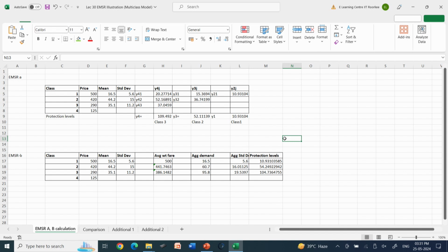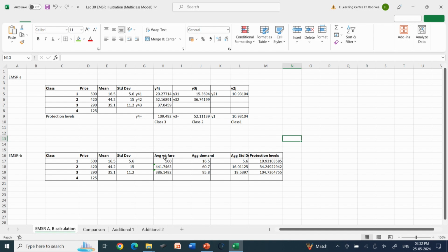In fact, for all practical purposes, it is not possible to have capacity in a particular class in fractions. So, you have to convert this into the integer value. You can consider it as like 11, 52 and 109, or you can consider it as 11, 53 and 110, both are okay. If you follow the scientific way of rounding off, you should take 11, 52 and 105.